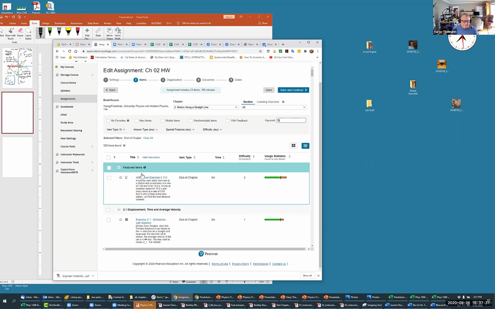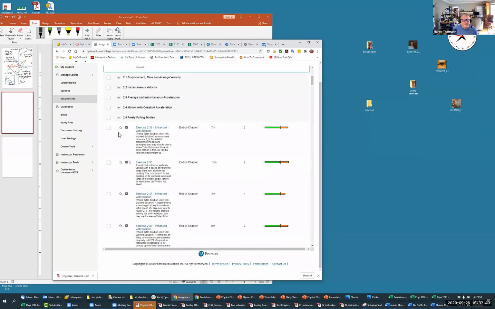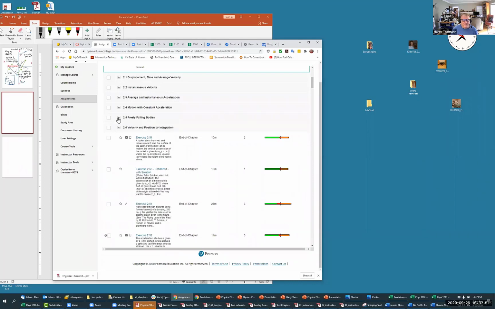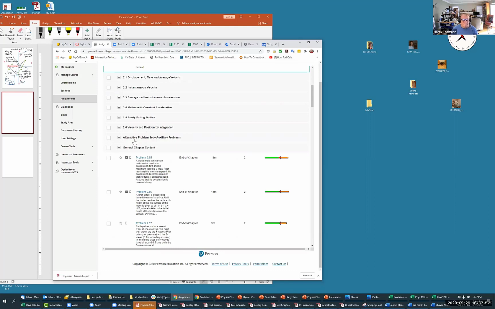Displacement. Well, let's look at the topics. Instantaneous, average, motion with constant acceleration, free fall, velocity and position.